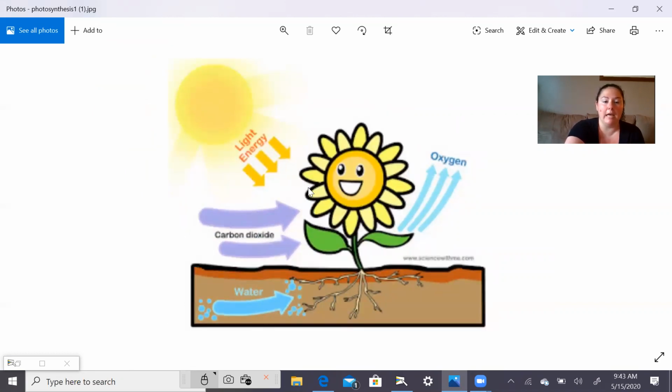And then we are going to have the carbon dioxide that we're letting out into the air. The plants are going to absorb it, and they absorb it through their leaves. And then the water is absorbed where?